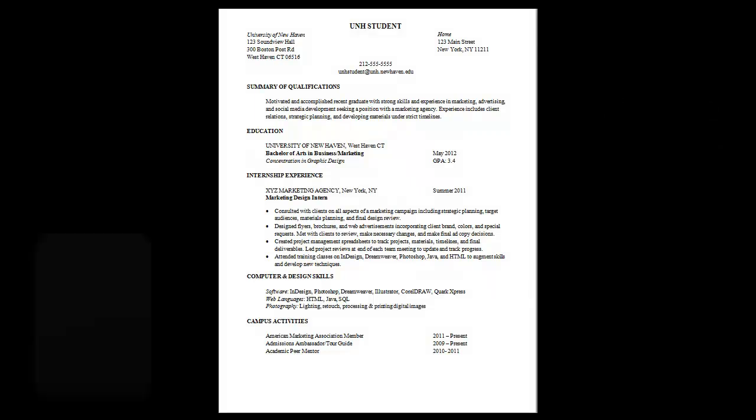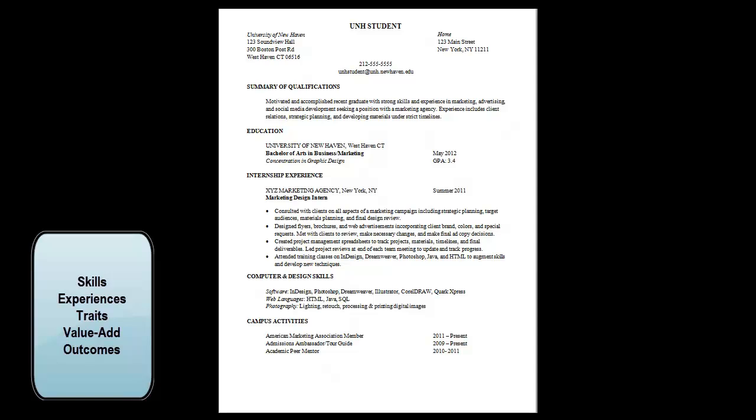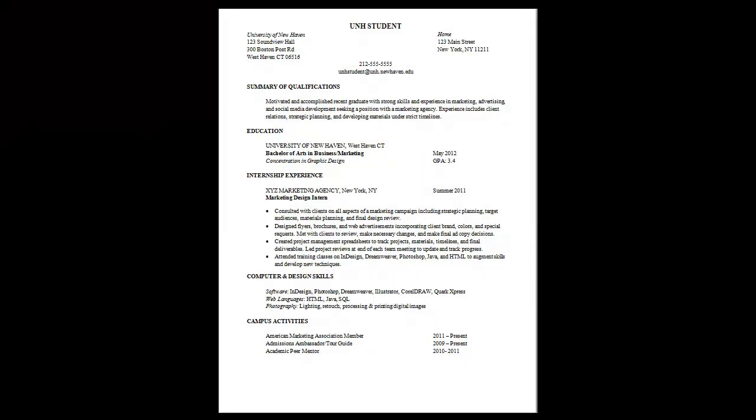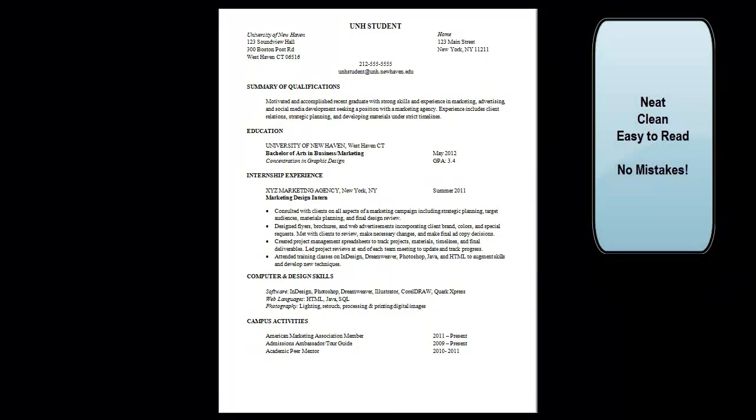Your resume needs to focus on 5 specific things: skills, experiences, traits, the value you bring, and outcomes from your work. These 5 aspects are what employers want to know from you, so your resume needs to tell your story of what you can do, what you have done, who you are, why you would succeed, and that you can produce results. This needs to be done in a format that is neat, clean, able to survive a quick visual scan, and be perfect.